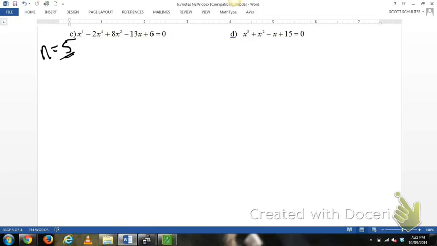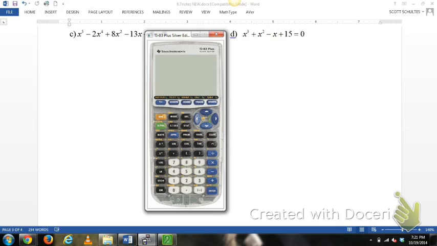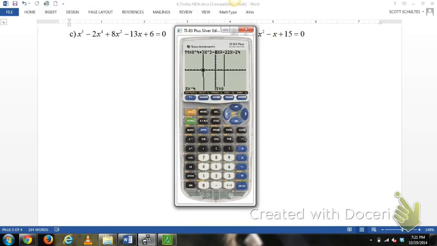So again, everything I just wrote is going to kind of disappear for a second. I'm going to bring up my calculator, and I'm going to enter in y equals my equation. It's x to the 5th minus 2x to the 4th plus 8x squared minus 13x plus 6. Let me double check that's right. x to the 5th minus 2x to the 4th plus 8x squared minus 13x plus 6. Yep, looks good. I'm going to hit the graph button, and I see this.